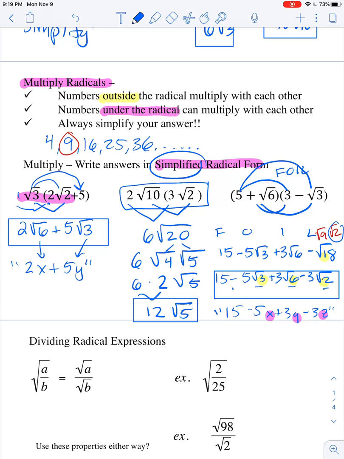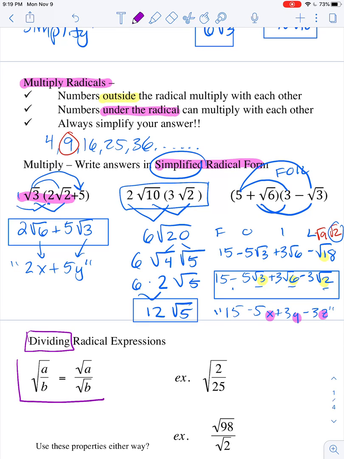Okay, if you need a little brain break, go ahead and take it, then rejoin me, or maybe do some practice problems with just the multiplying and the simplifying. But at this point, we're going to take a look at dividing. And dividing is not necessarily dividing. We also kind of call it rationalizing.